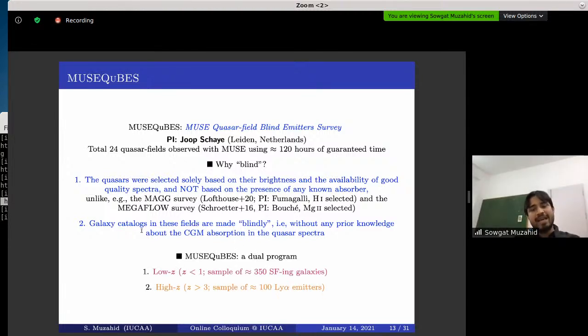MUSEQuBES is actually a dual program. It has a low redshift part and a high redshift part. In low redshift, meaning redshift less than 1, we have a sample of 350 star-forming galaxies, and at high redshift, we have 100 Lyman alpha emitters. In today's talk, I'll be mostly focusing on the high redshift part since I'm leading that program.